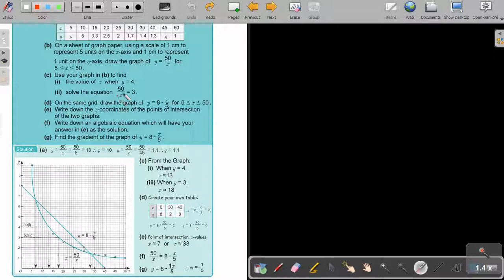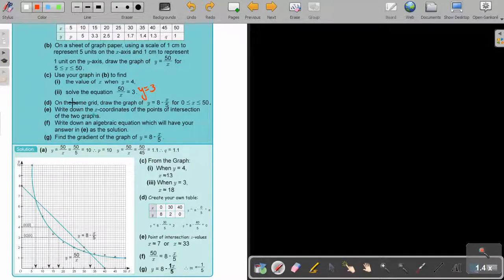Solve the equation. Now, they are telling you that the value of y is 3. So go to y at 3, where it cuts, go really down, and what will that value be? That value will be 18.